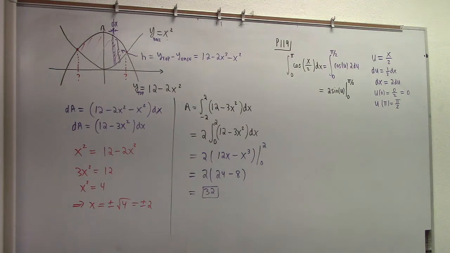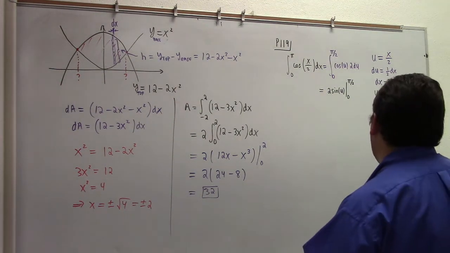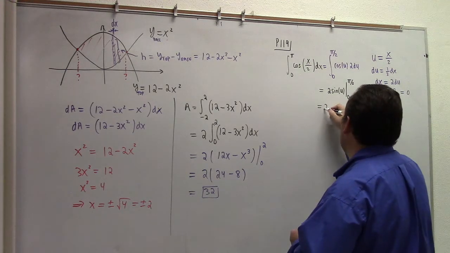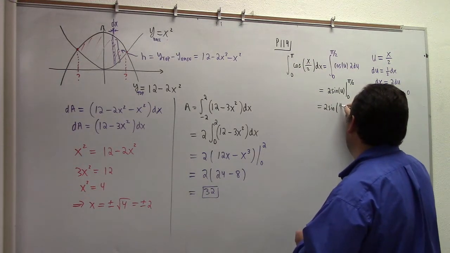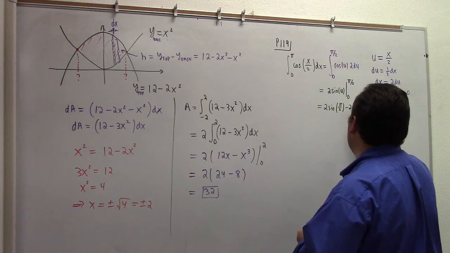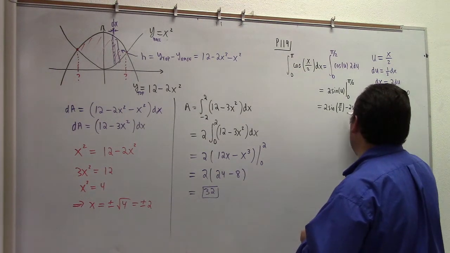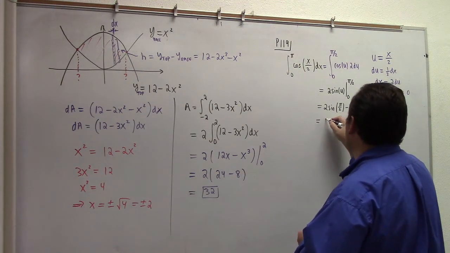Okay. And then evaluate. So we got 2 sine of pi over 2 minus 2 times the sine of 0. Of course, sine of 0 is 0. Sine of pi over 2 is 1. So we get 2.